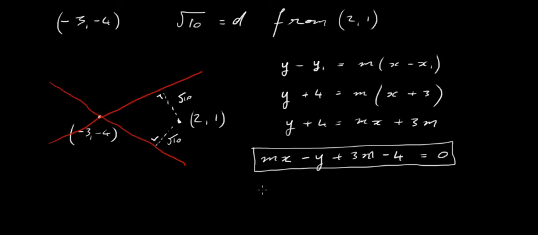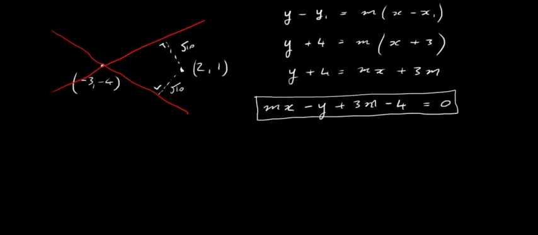Okay, now we know the distance of this line here from this point 2, 1, and we know it's root 10. So I'm going to use my formula that I used earlier to write an equation using this and using root 10 and using 2, 1 to find the slopes, to find m. And once I have m, all I've got to do is put the values of m in here, and that'll give me the equation of my line. So we've got to work out m.